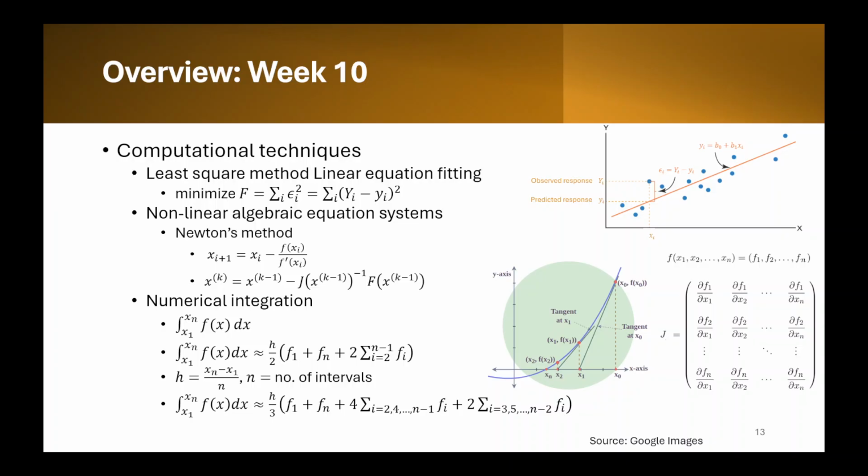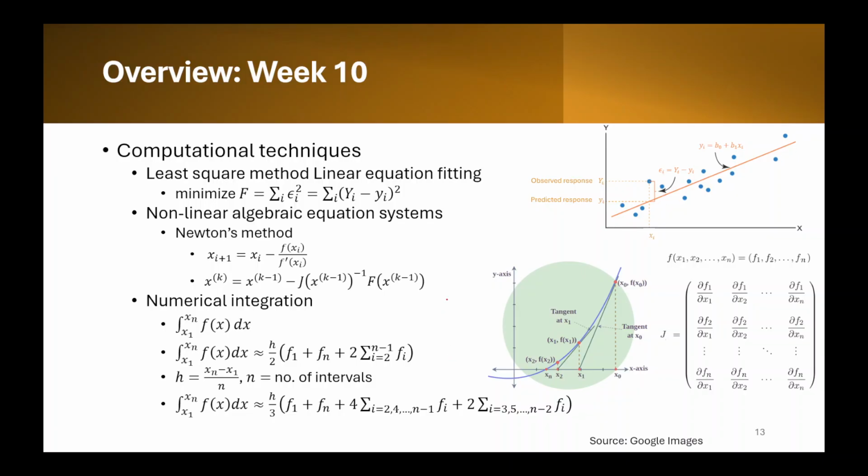Week 10 looked at the computational techniques. So suppose you have experimental data with you and you want to fit it to some model. It can be any type of model. It can be parabolic, it can be linear, it can be cubic. But here we look at the linear fitting. So suppose there are two variables y and x, and you have some experimental data with you, and you want the linear fit of it.